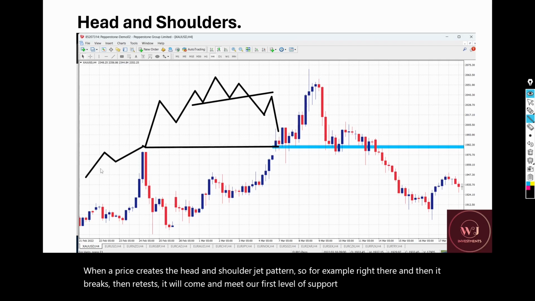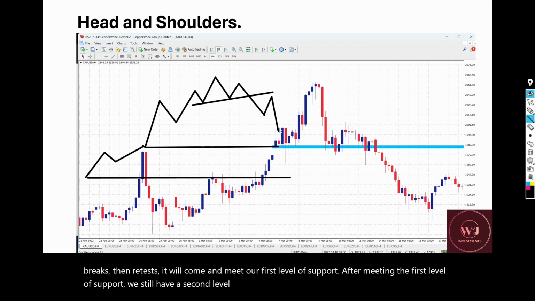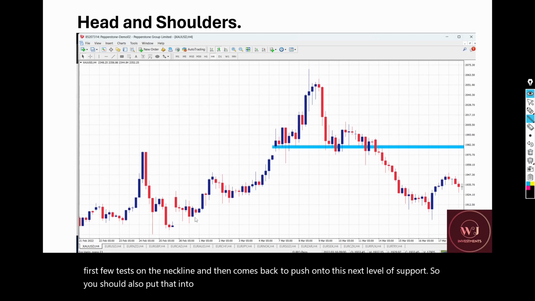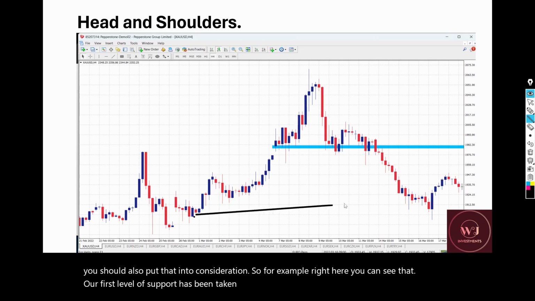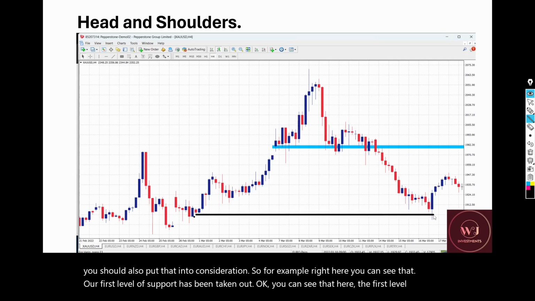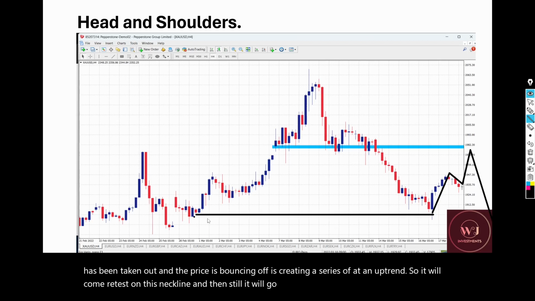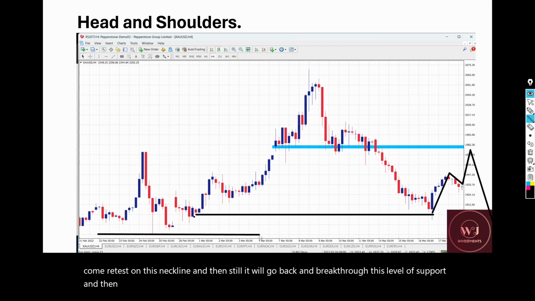After meeting the first level of support, we still have a second level of support. So the price might go back to the neckline, first retest on the neckline, and then comes back to push onto this next level of support. So you should also put that into consideration. So for example, right here, you can see that our first level of support has been taken out. Okay, you can see that here the first level of support has been taken out, and the price is bouncing off, is creating a series of an uptrend. So it will come, retest on this neckline, and then still it will go back and break through this level of support and then test the second level of support. So that is how we trade the head and shoulder chart pattern.